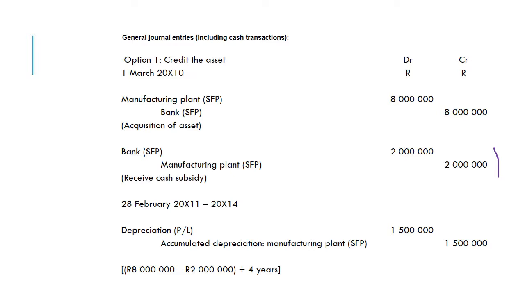Then when we write off depreciation at the end of the year, remember now we have a different cost. We have the 8 million subtract the 2 million subsidy because that's the presentation method we chose, and we divide it by the 4 years. Remember, we are still meeting the requirements of paragraph 12 because now we just have a reduced depreciation amount going to profit and loss.